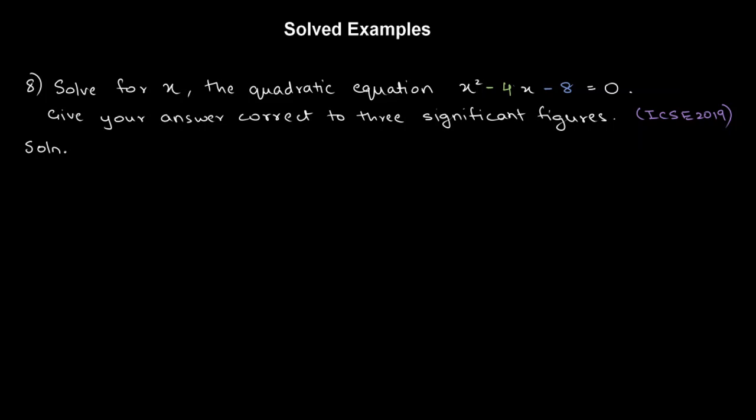Solve for x the quadratic equation x square minus 4x minus 8 is equal to 0 and give your answer correct to three significant figures. This question was asked in the ICSE 2019 examination. Right, so let's just write our quadratic equation first.